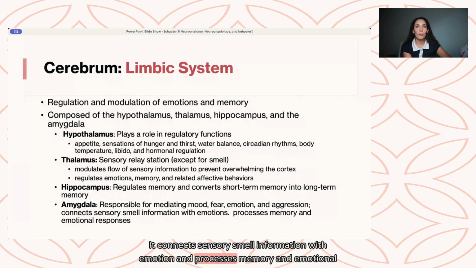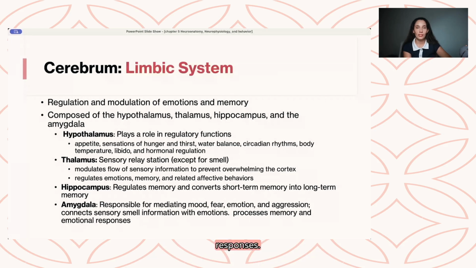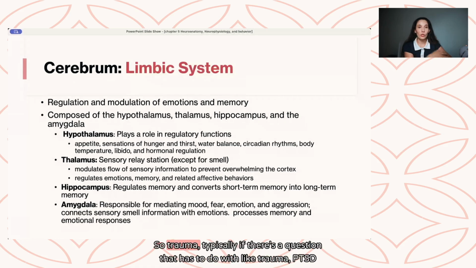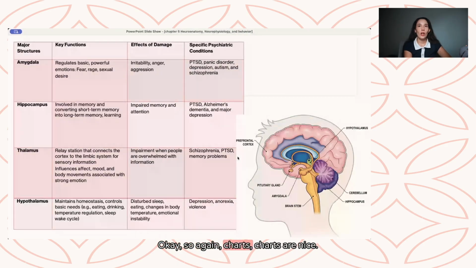For the exam, the amygdala is very important. They're all important to remember, but the amygdala deals with the sense of smell and remembering information and past experiences related to emotion. So if there's a question that has to do with trauma, PTSD, flashback, anything like that, typically the issue is with the amygdala. Okay, so again, charts are nice.